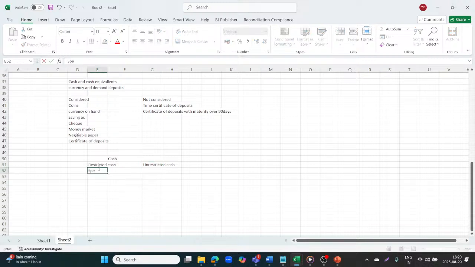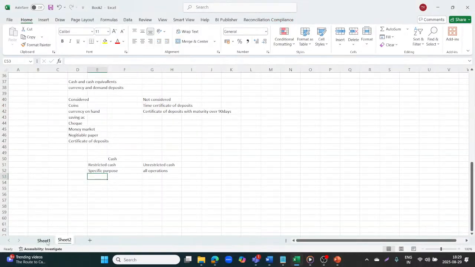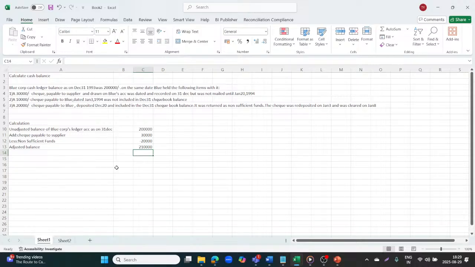This can be used for a specific purpose. And unrestricted cash, this can be used for all the operations. Restricted cash is a current asset if it is associated with your current assets and current liabilities, and unrestricted cash is a non-current asset if it is associated with non-current assets and non-current liabilities. Now let's see an example of how to calculate your cash balance.